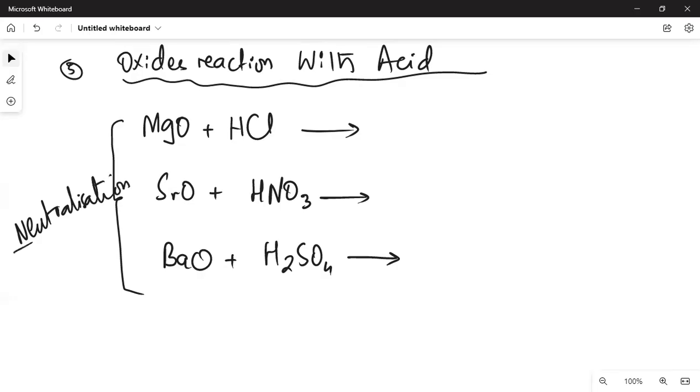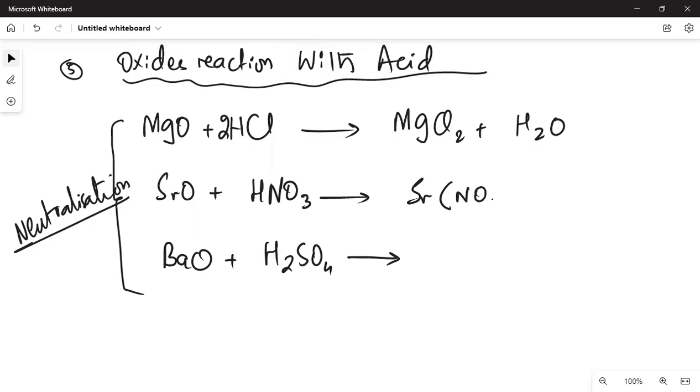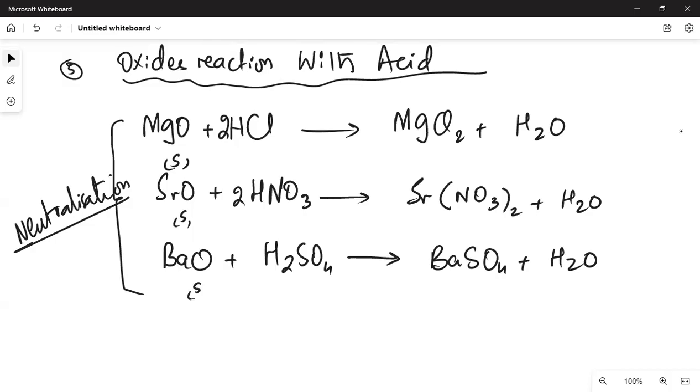Okay, again, इसमें हमें salt and water मिल रहा है साथ. So the first one would be magnesium chloride plus H2O. Balance it will be 2. The next one will be strontium nitrate salt and water. Just to balance HNO3, we'll put 2. Last wale we will get barium sulfate and water. And this one is balanced. So metal oxides will all be solid. Acids are always used aqueous. Otherwise, an acid doesn't react. Magnesium chloride, water would be liquid throughout.